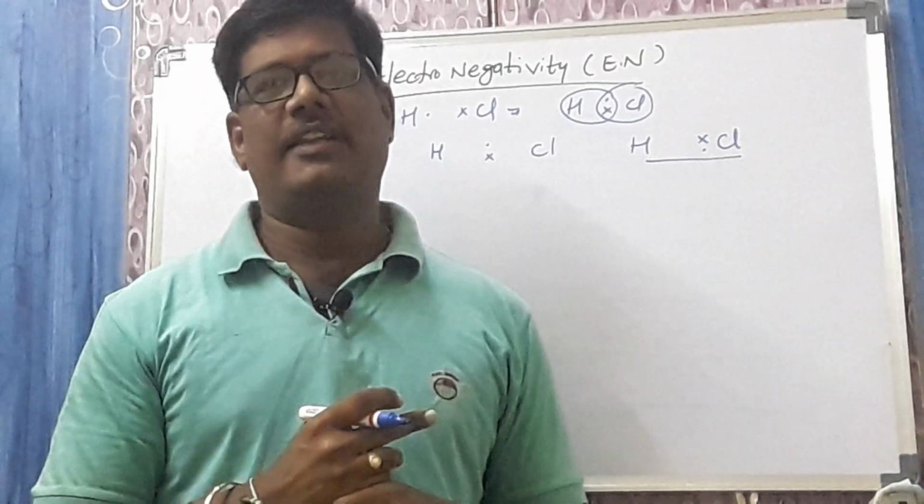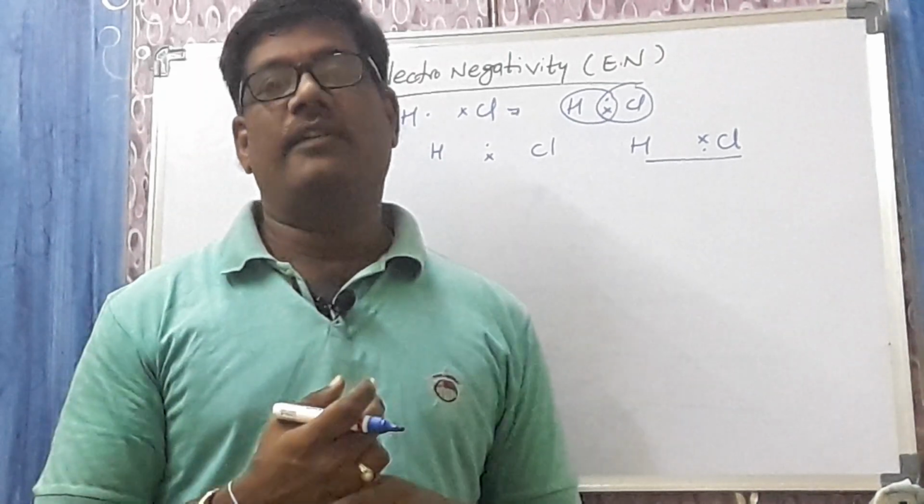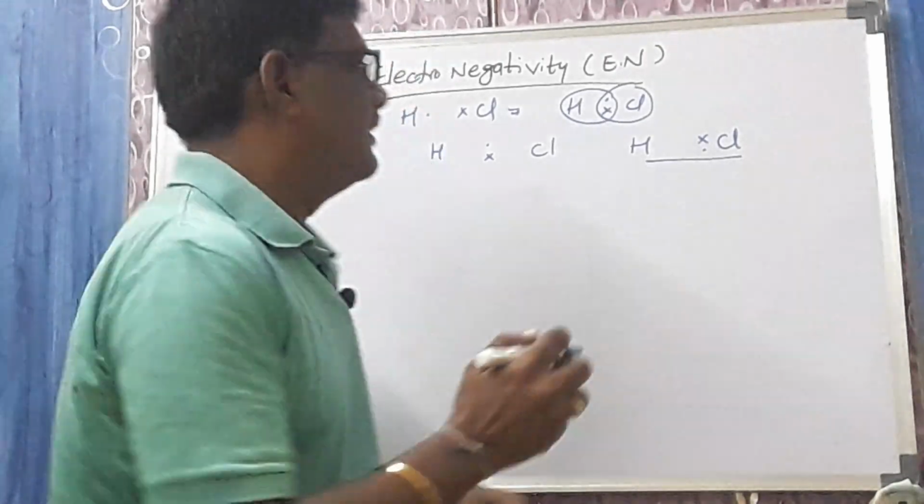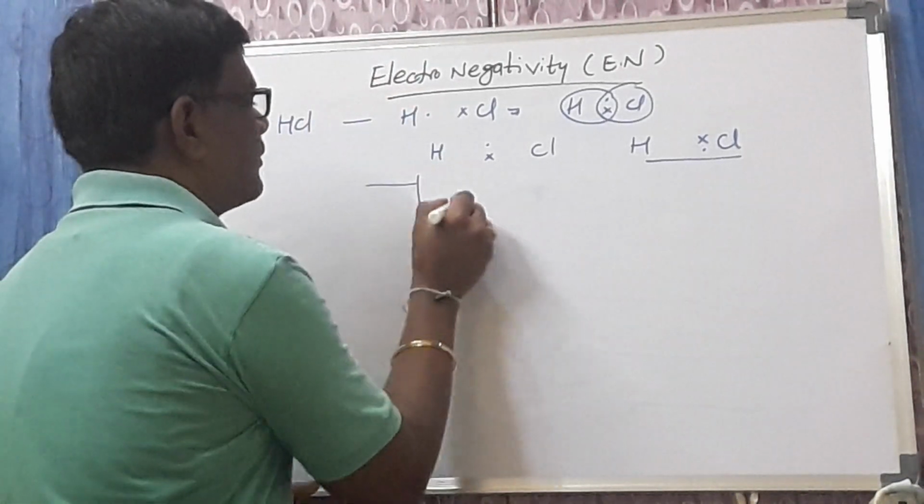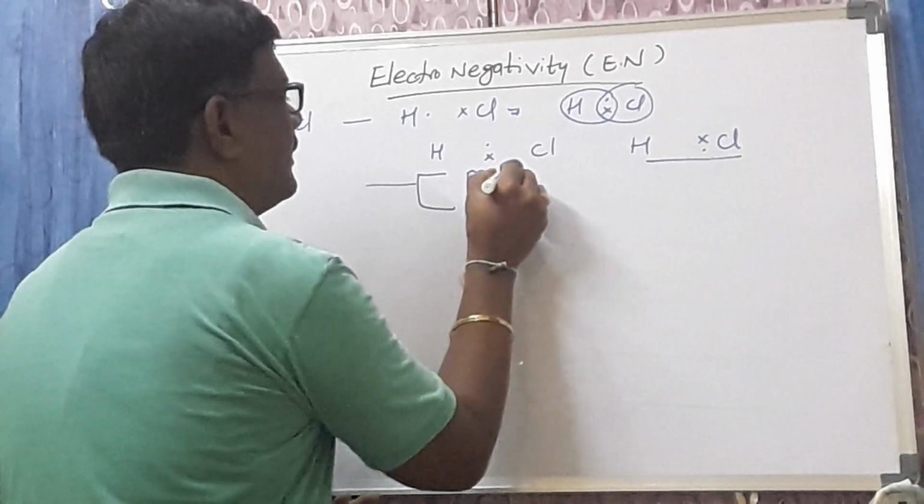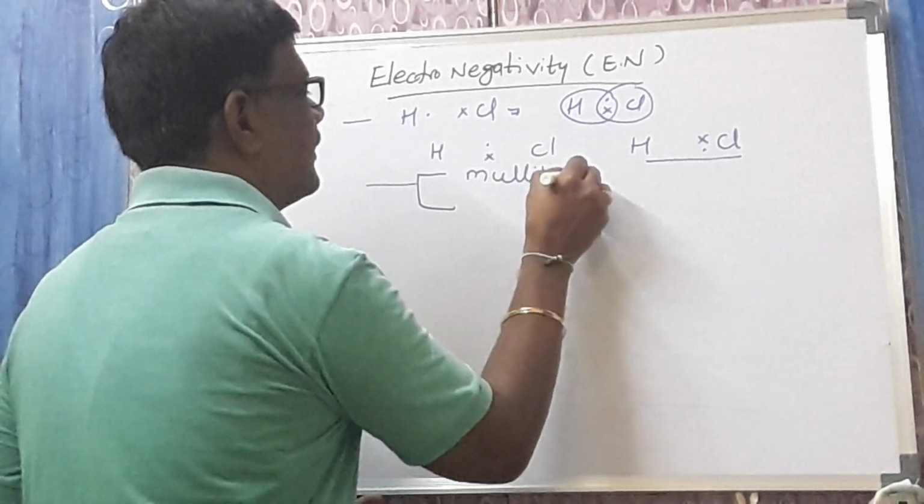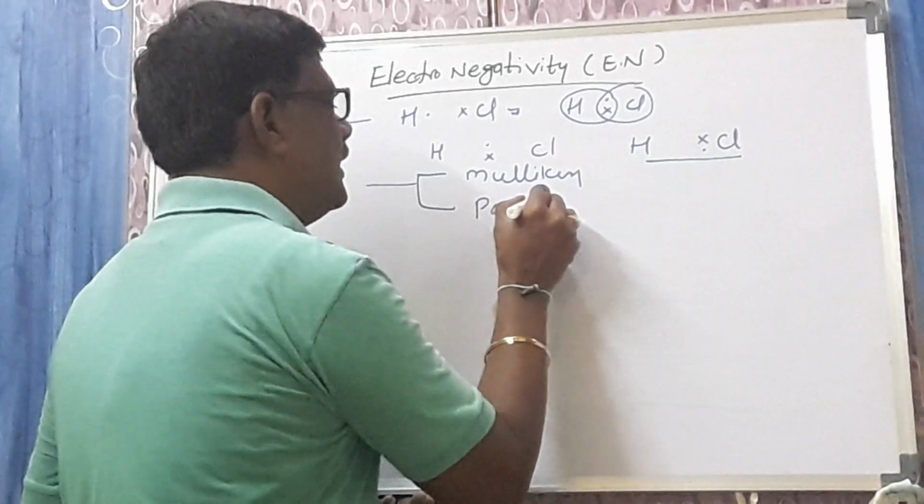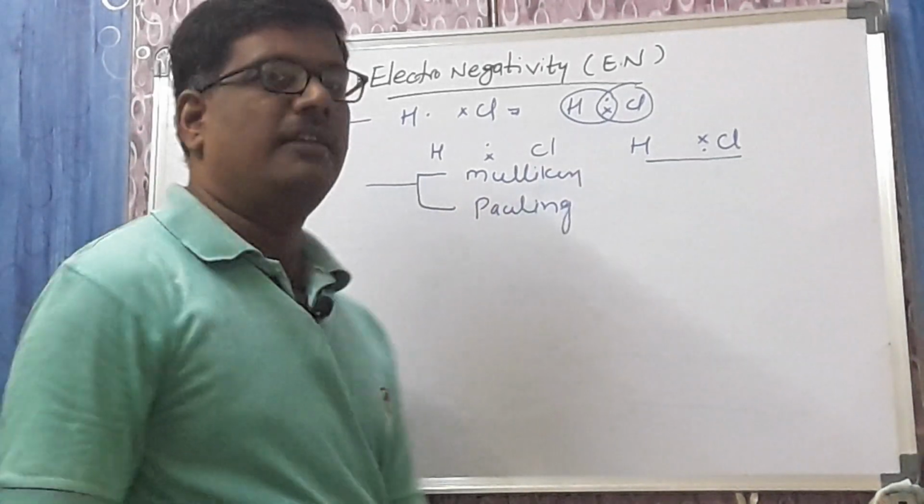Very, very important for the examination. Why does it not have any units? Because it is a relative theory. How to calculate electronegativity? Electronegativity can be calculated by using two scales. One is called the Mulliken scale and the second one is called the Pauling scale.